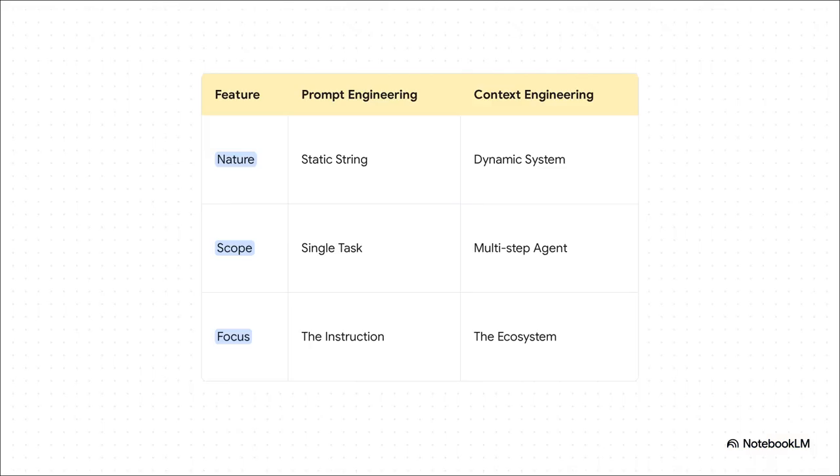And this is where things get really clear. Prompt engineering, that's about crafting one specific instruction, a static string of text, to get one specific task done. But context engineering, that's a whole different ballgame. We're talking about designing a dynamic system, a system that feeds the AI everything it needs to handle complex, multi-step jobs. It's really the evolution of the idea.